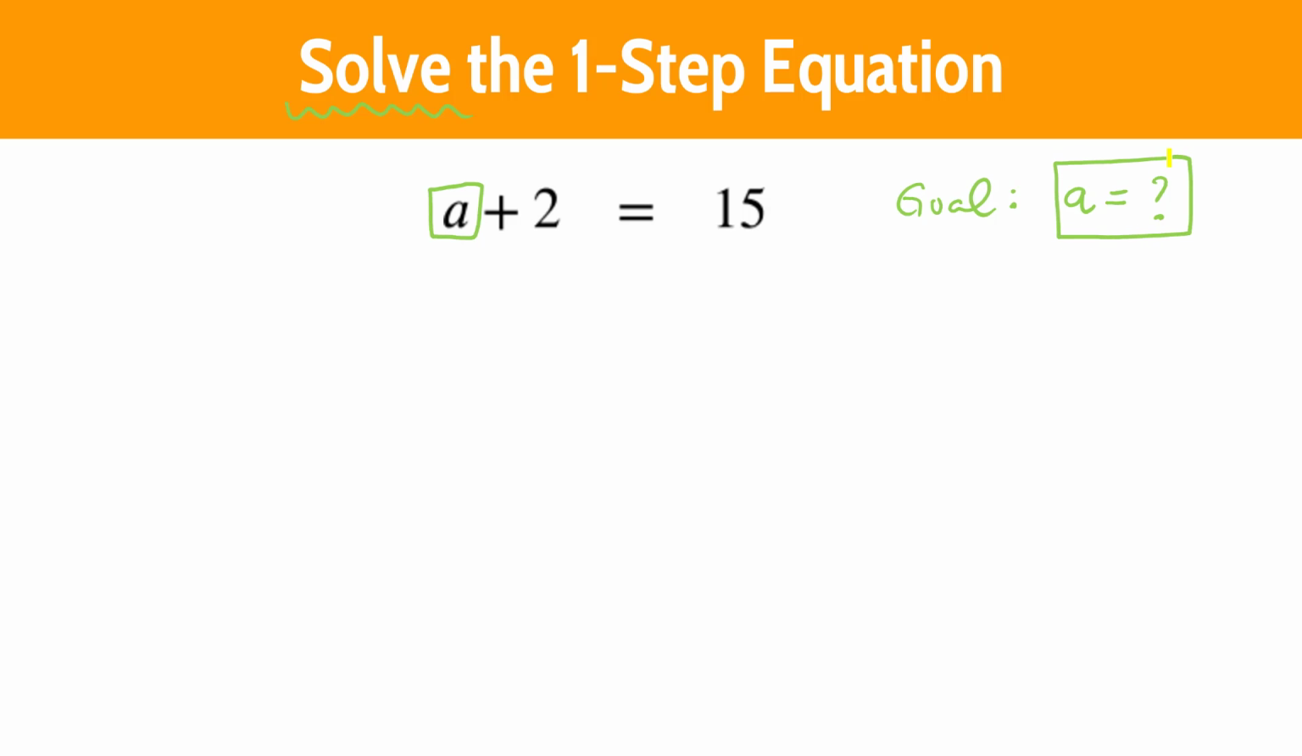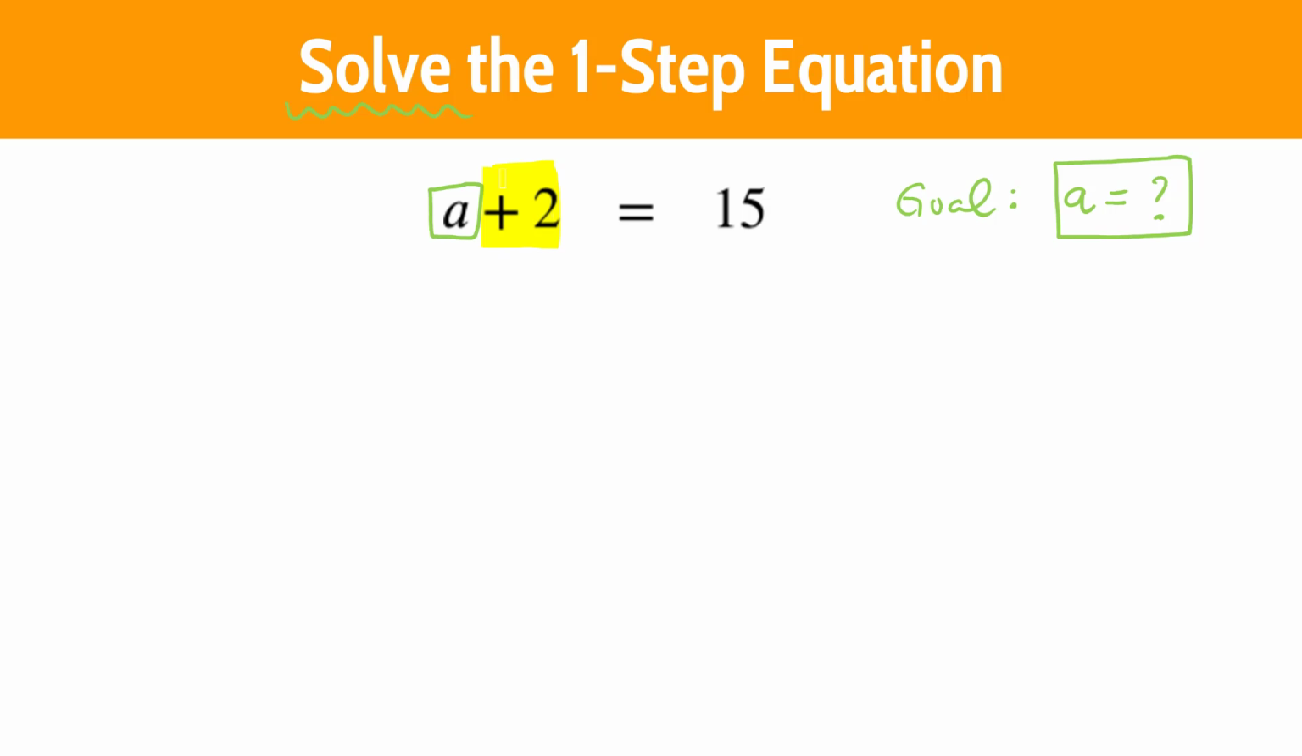Right now, something's happening to it. There's an addition of 2. I will grab my highlighter. I notice that beside the a, there's a plus 2 happening. This plus 2 is stopping my a from being all alone, so I need to get rid of it.